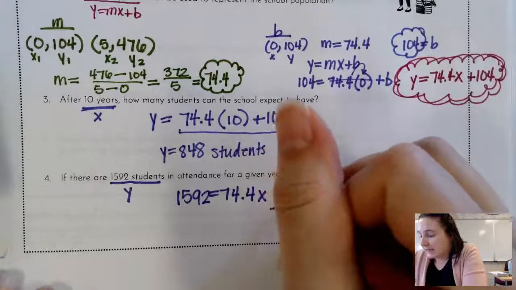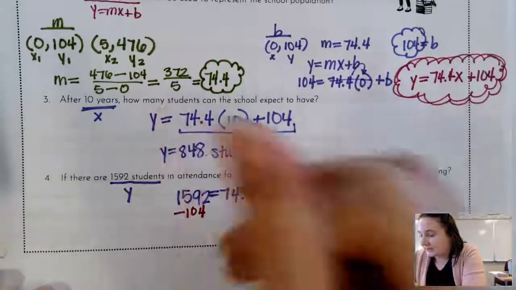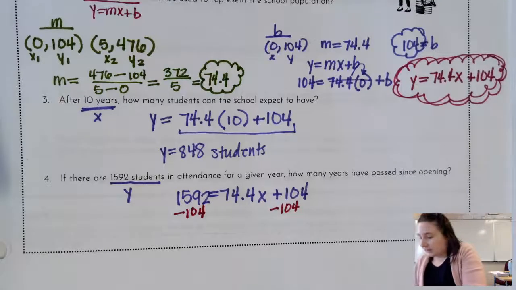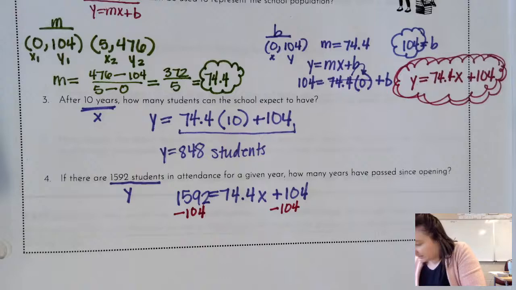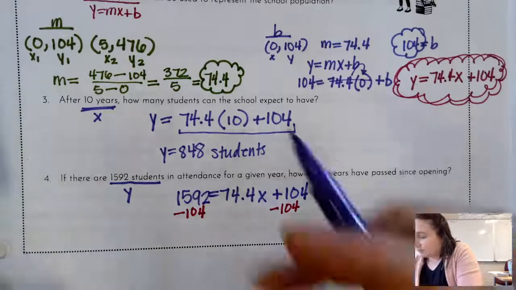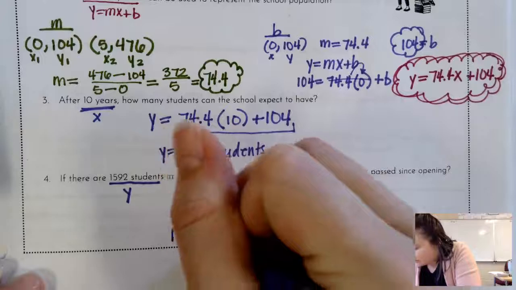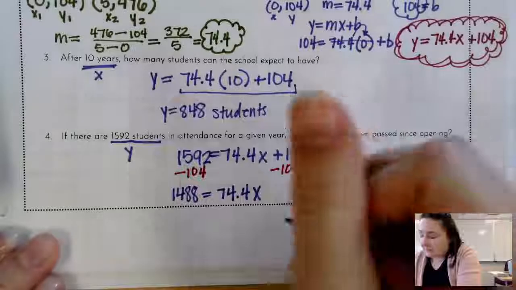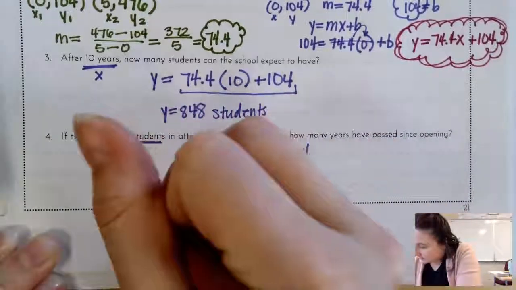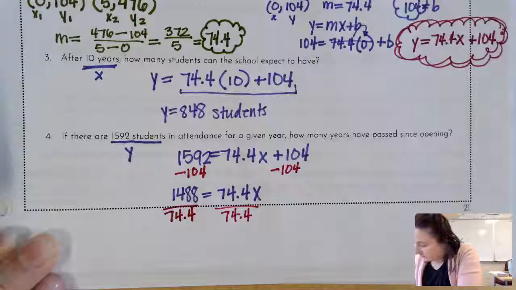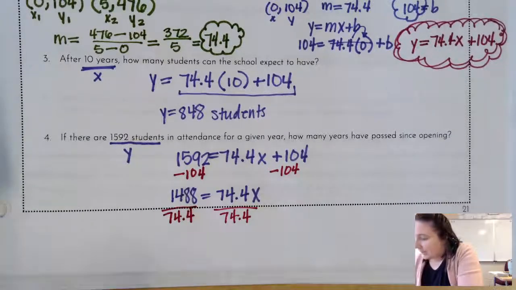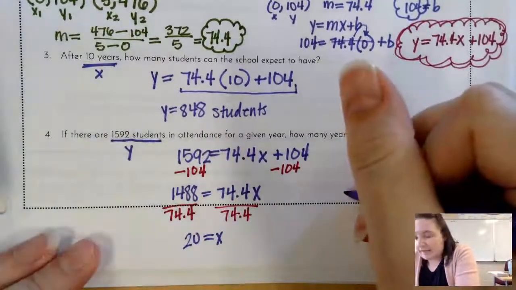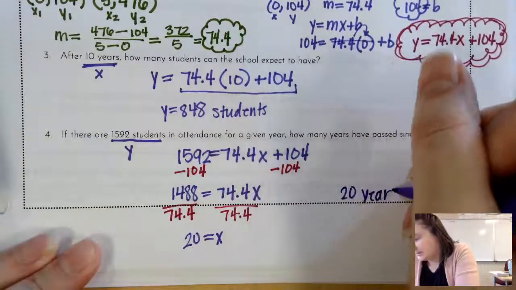So I need to subtract 104 from both sides. And 1592 minus 104 is 1488. And then I need to divide. And I get 20. So I'm going to say it has been 20 years.